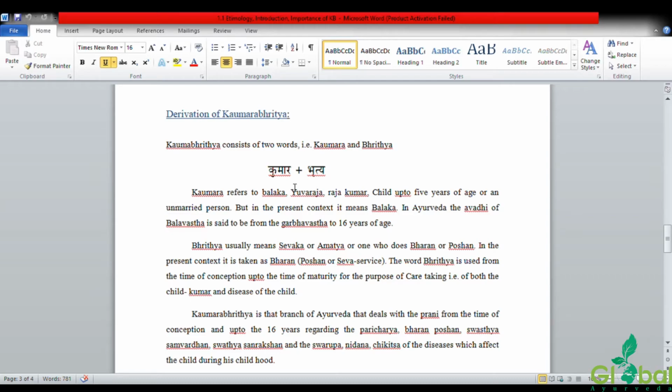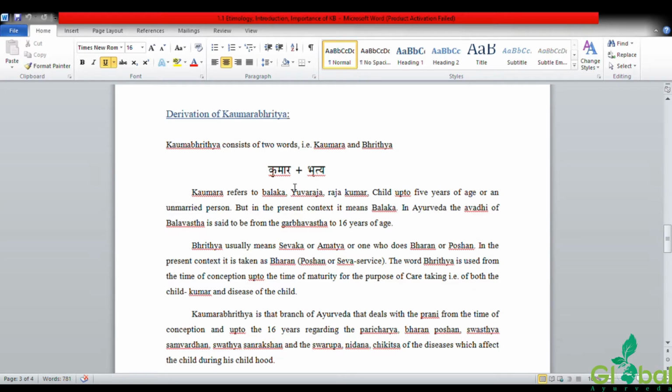So it has been divided as you see on the screen. It is Kumara plus Bhrutya because of the software. KOU cannot be typed, KAU cannot be typed, so that is why we have changed it to Kumara. Actually it is Kaumara. Kaumara refers to Balaka, Yuvaraja, Rajakumara, or a child up to 5 years of age, or an unmarried person. So in general, Kaumara means Balaka.